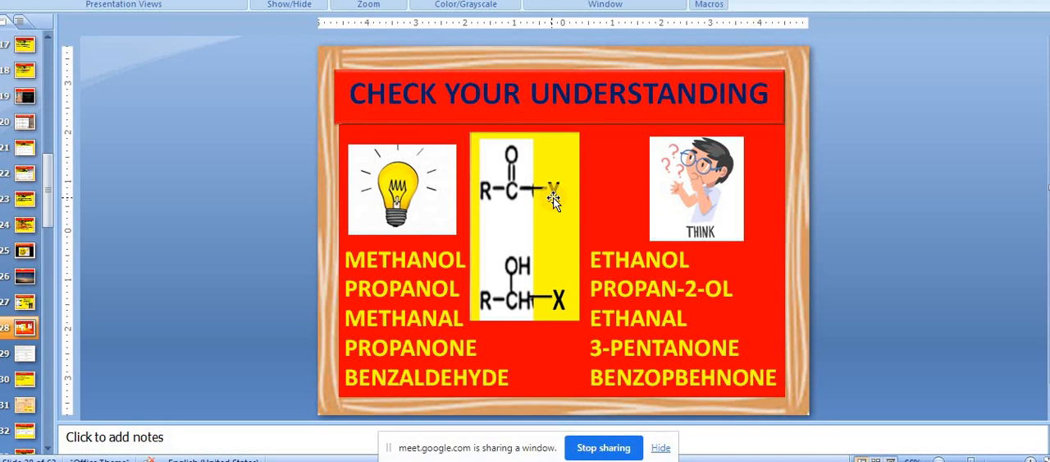Right, now check: methanol will give the iodoform test? No. What about ethanol? If you write CH3 here and in place of X it is H, it becomes ethanol. Ethanol will give the test? Yes. What about propanone? What will be the status? If R is CH3 and X is CH3, it becomes propanone.